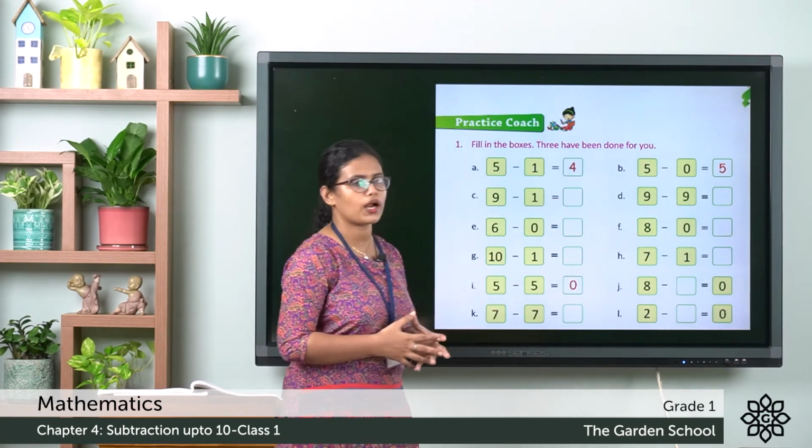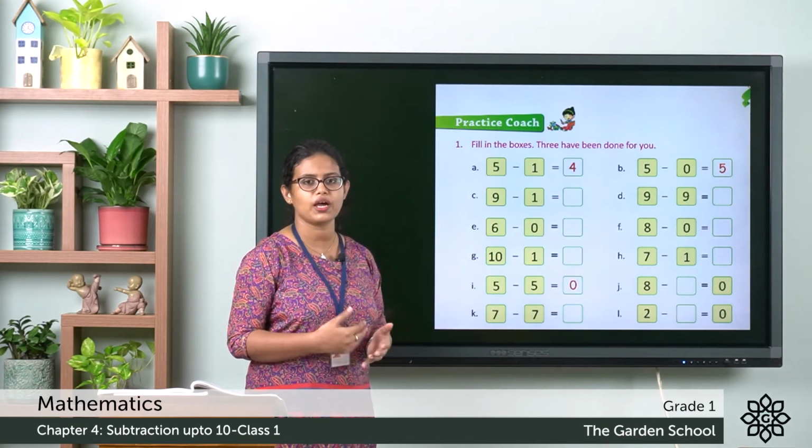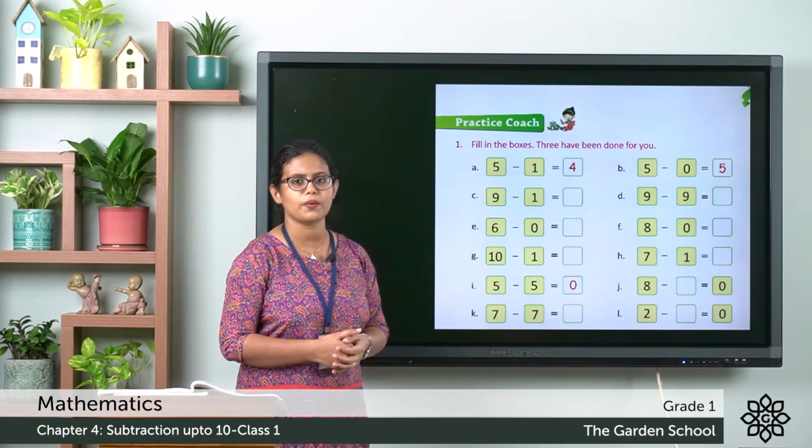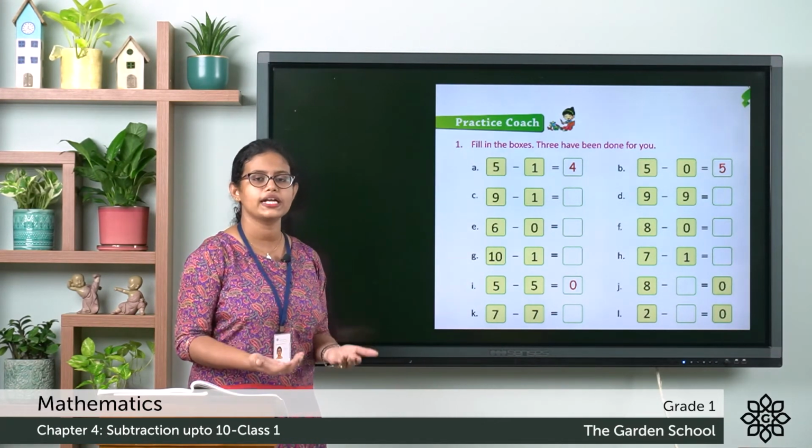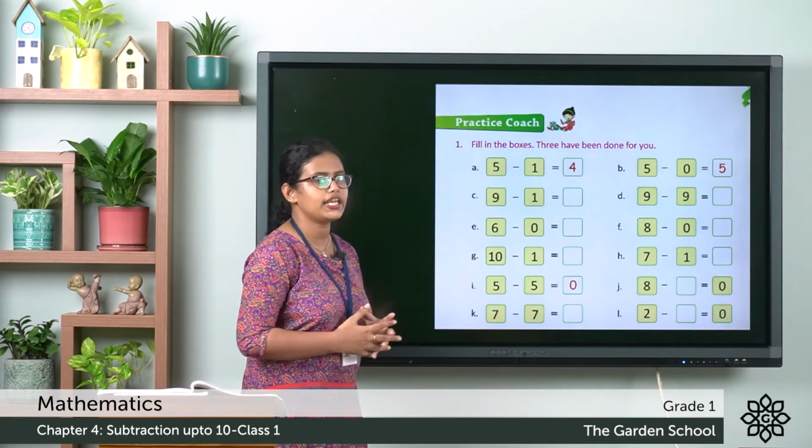Then second one, 5 minus 0. What is 5 minus 0? When you subtract 0 from any number, you get the same number. So what is 5 minus 0? It is 5. Let's do the next one.